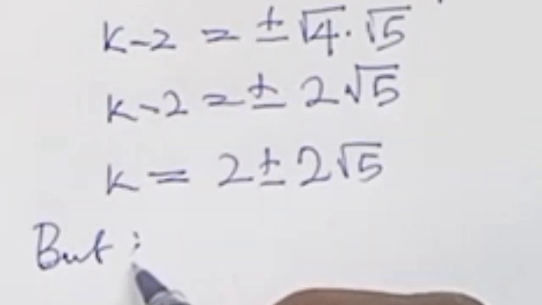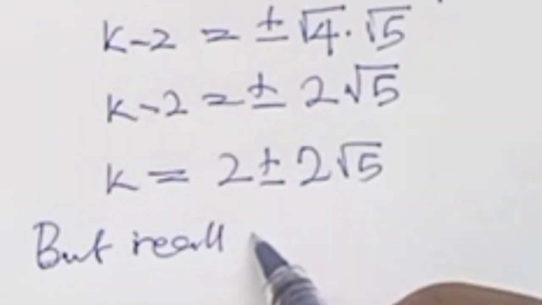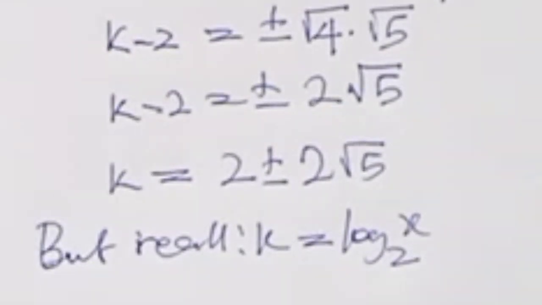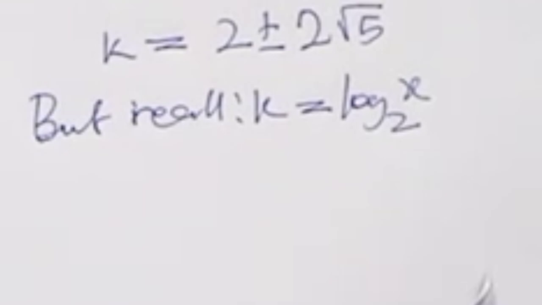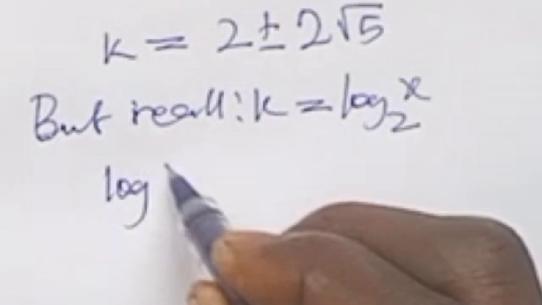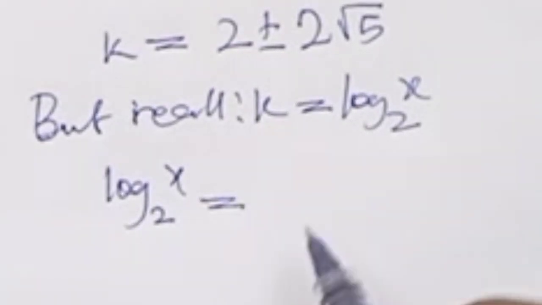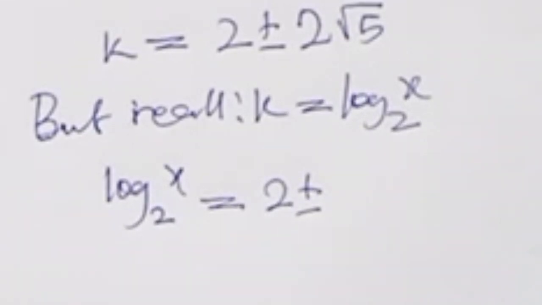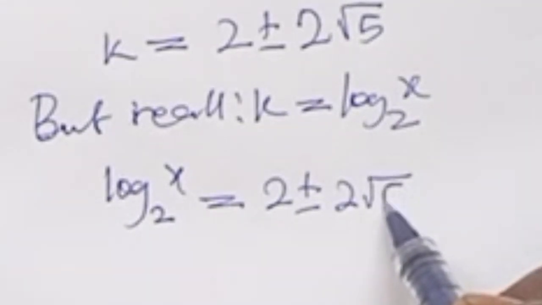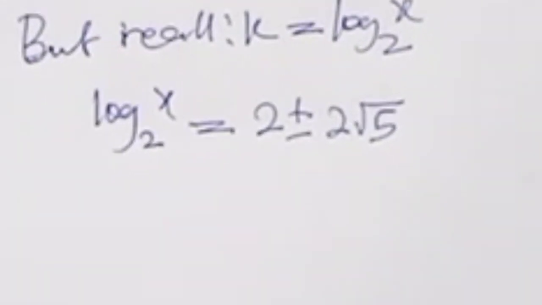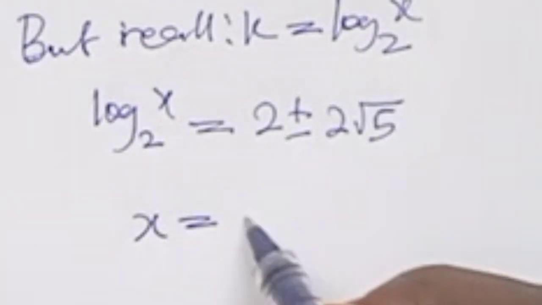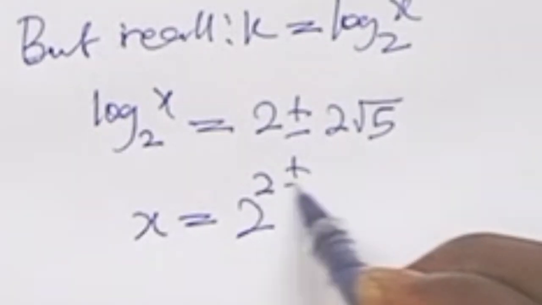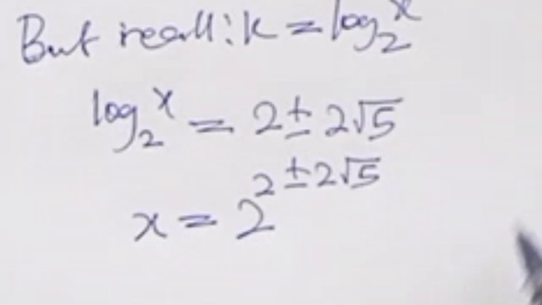But recall that k was assumed to be log x base 2, so that log x base 2 is equal to 2 plus or minus 2 root 5. And this very one can be written in an index form as x is equal to 2 to the power of 2 plus or minus 2 root 5.